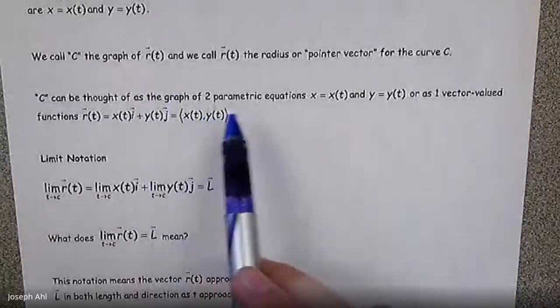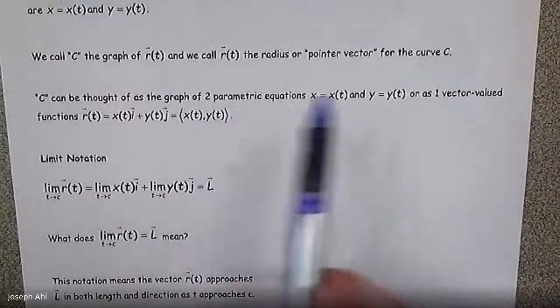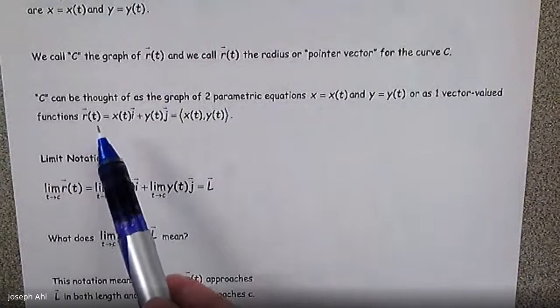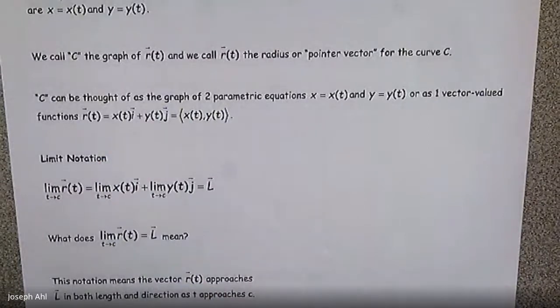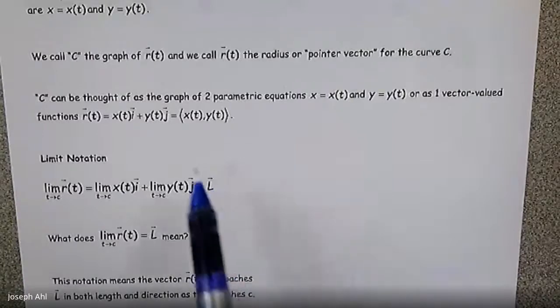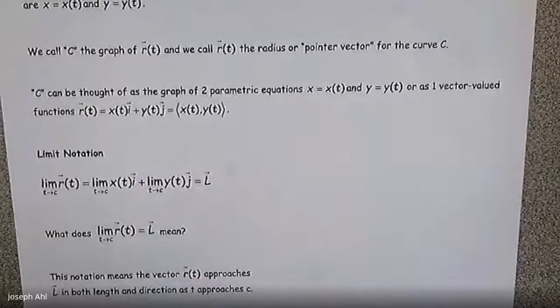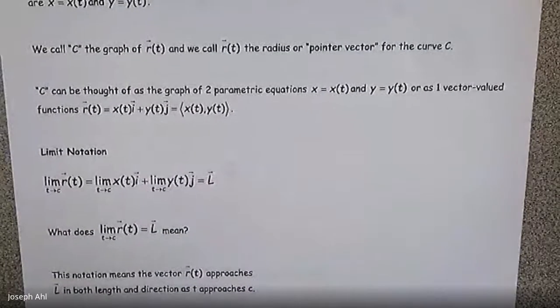So C can be thought of in two ways. It can be thought of as two parametric equations or as one vector valued function of the form r of t. So just know that there's definitely a big connection here between what we did not too long ago with parametrics and what we're now looking at in terms of the horizontal and vertical components of this vector valued function.